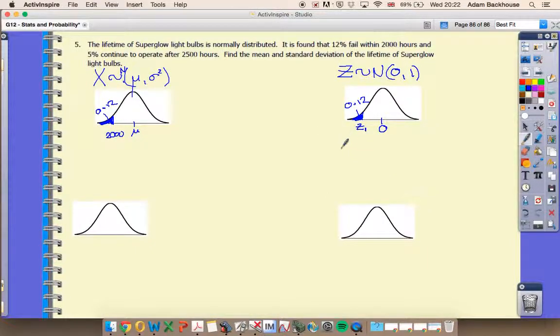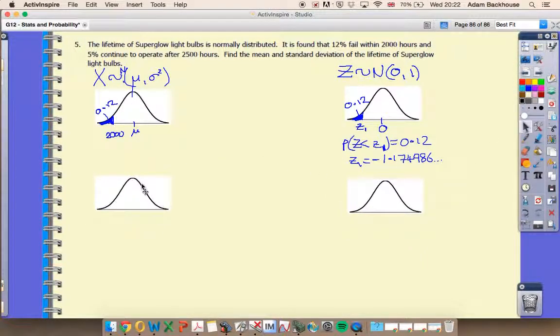I'm not going to go through the calculator sequence because we've done that a few times now. I know that the probability that Z is less than Z1, that's Z1, is equal to 0.12. So Z1, once I plug it into my calculator, comes out as negative 1.17. I think we need a few extra digits than that, just because we're going to be giving an answer to 3 significant figures. I'm going to go a bit beyond for now. So that is 7 significant figures. That should be plenty. If you're not sure, you can always store a few more somewhere in your calculator.